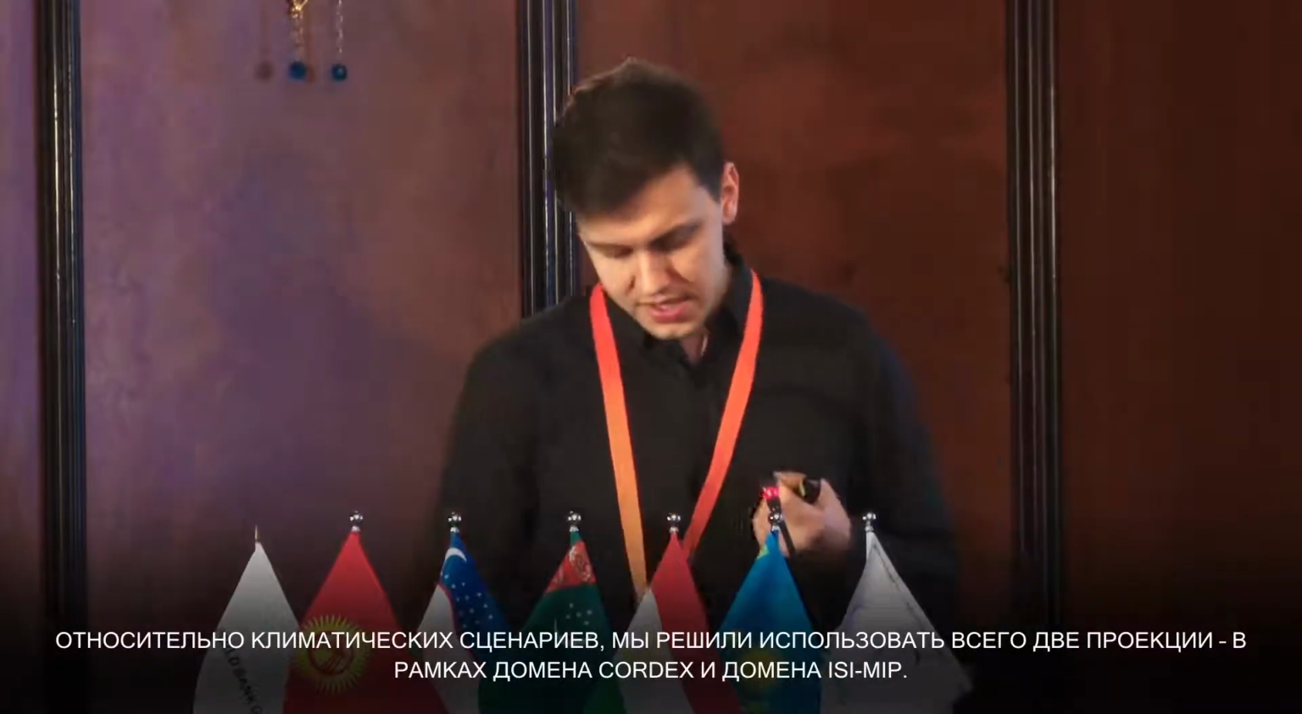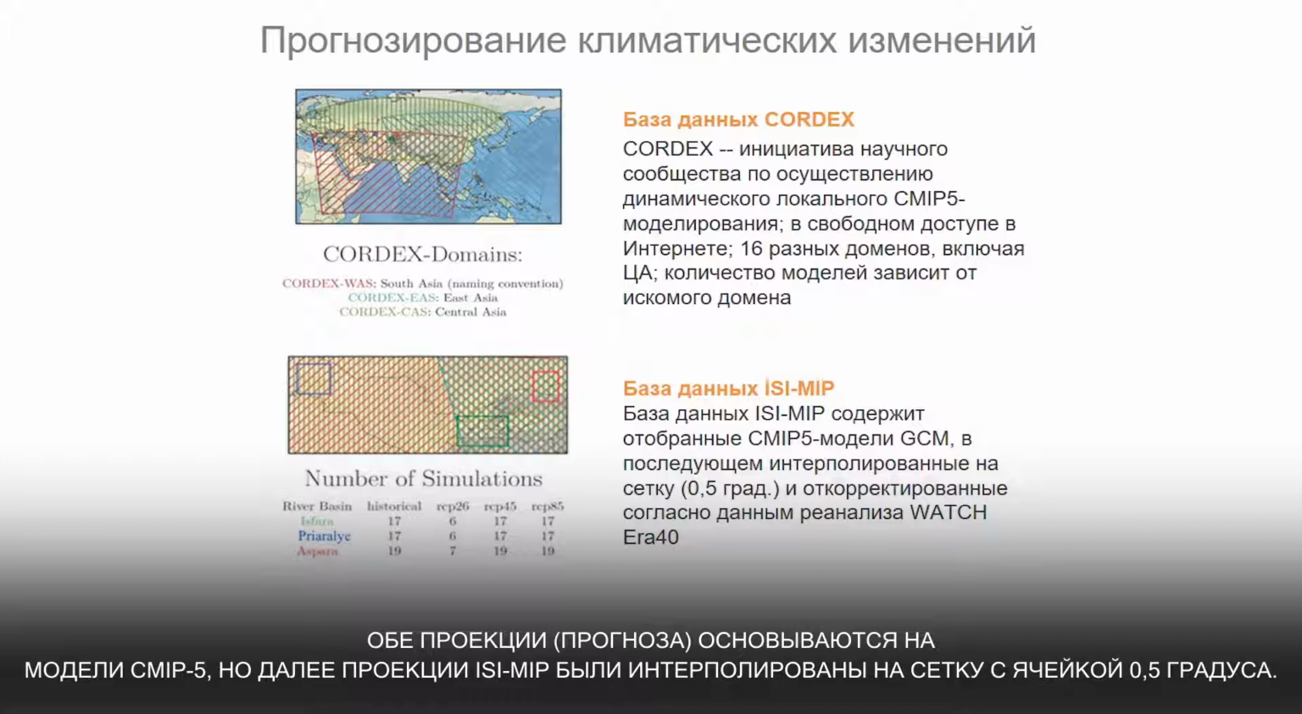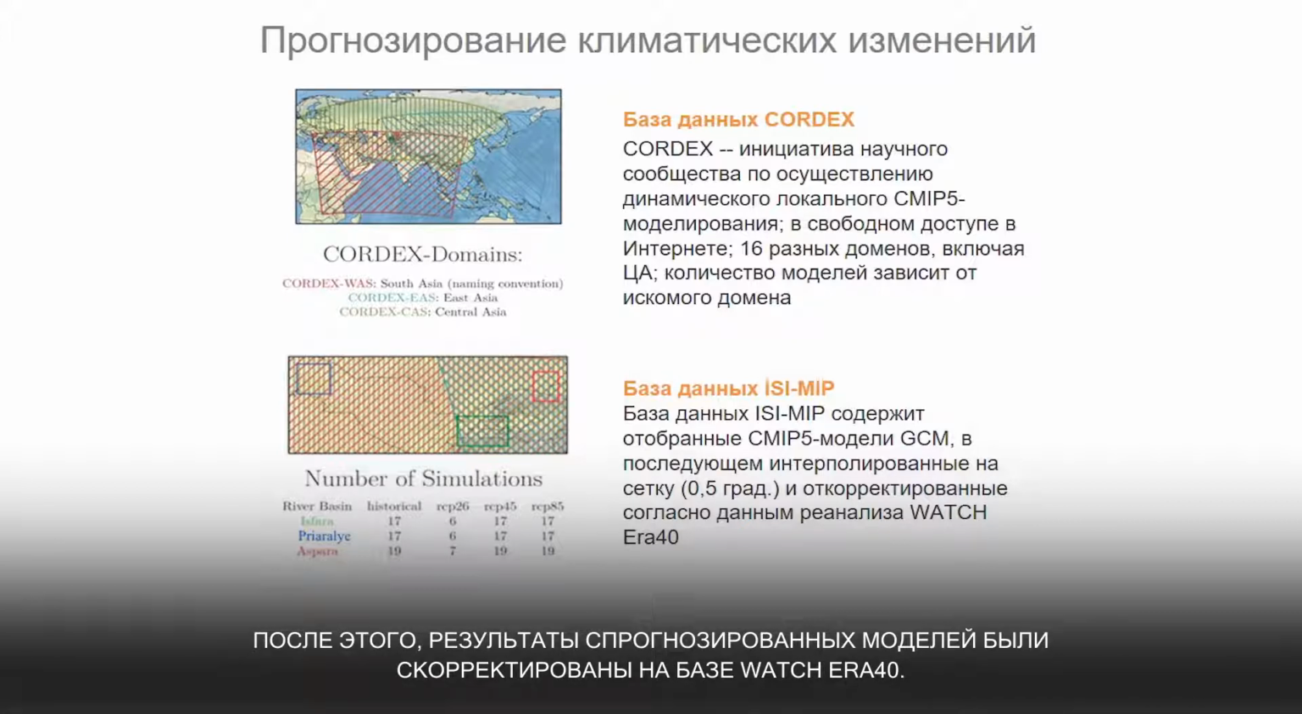Regarding the climate scenarios, we decided to use just 2 projections: CORDEX from the CORDEX domain and ISIMIP from the ISIMIP domain. Both projections are based on CMIP5 simulations, but ISIMIP projections were interpolated to a half-degree grid, and after that bias corrected to WATCH ERA-40 data.